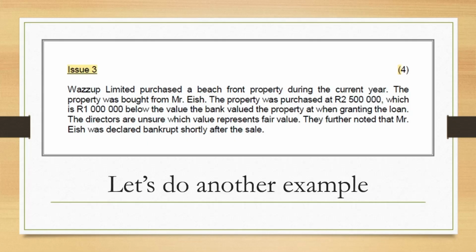Easy peasy? Let's do a 4-mark one together. So again, Was Up Limited purchased a beachfront property during the current year. The property was bought from Mr. Aish. The property was $2,500,000, which is R1 million below the value the bank valued the property at when granting the loan. The directors are unsure which value represents fair value. They further noted Mr. Aish was declared bankrupt shortly after the sale.